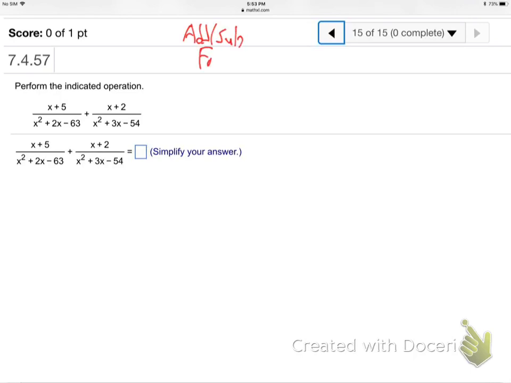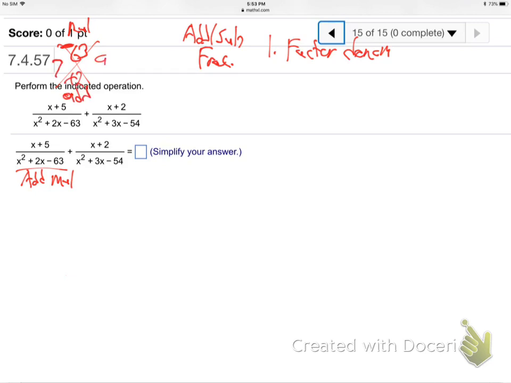Add, subtract, fraction, step 1: factor the denominators, so I'm going to do that. To factor that denominator, I've got to do the diamond. What multiplies to be 63 and adds to be 2? Actually, multiplies to be minus 63 and adds to be plus 2.